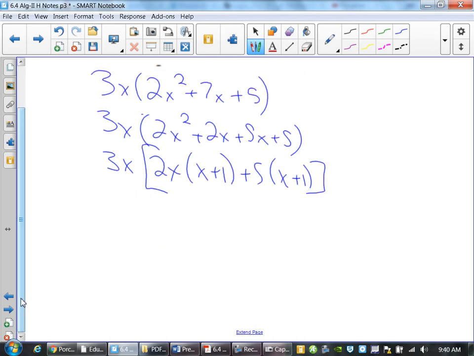So your final factored form would be 3x, 2x plus 5, and x plus 1. Zeros at 0, negative 5 halves, and negative 1. Which way are the tails going in this one? Down, up? And then I had 66 as well.